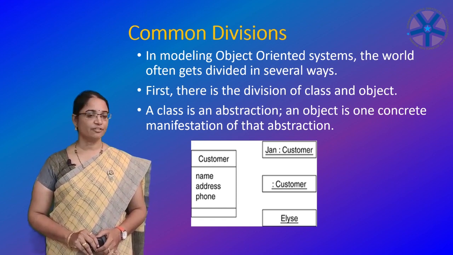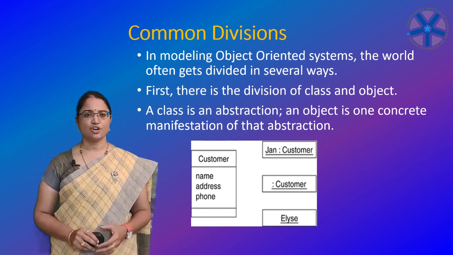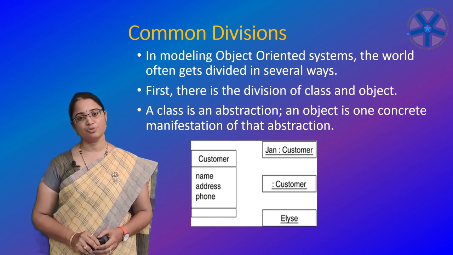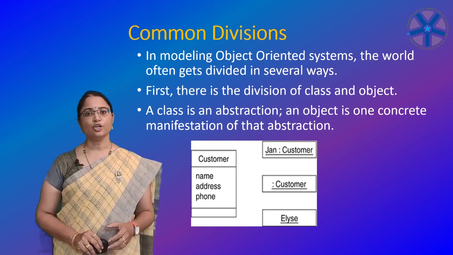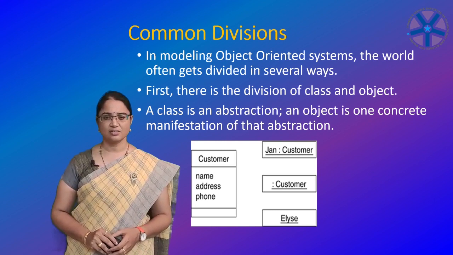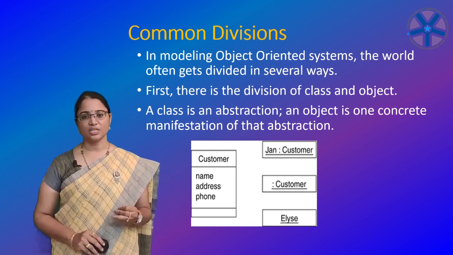Here, if you see the figure, first there is a division of class and object. A class is an abstraction. An object is one concrete manifestation of that abstraction. Graphically, the UML distinguishes an object by using the same symbol as its class. As I told you, a class has three compartments: name, attributes and operations.